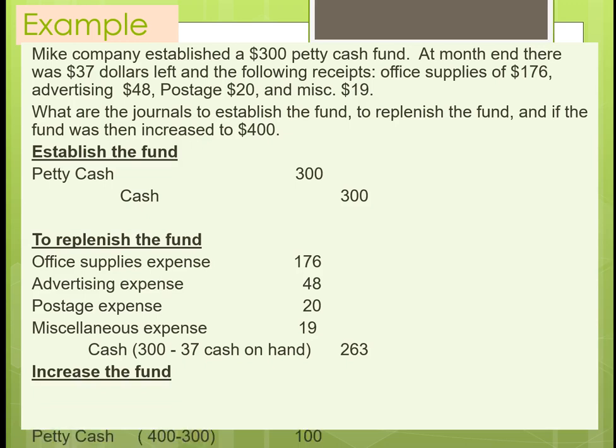Now, what if you need to increase the fund? Well, you're going to book the difference, because by increasing it by 100, we now have $400. Now, the last thing we're going to cover is a bank reconciliation.